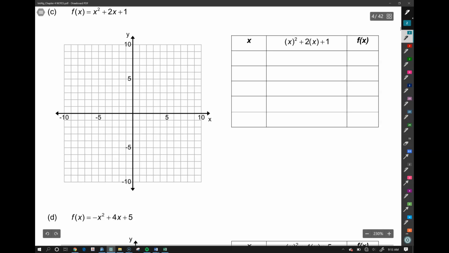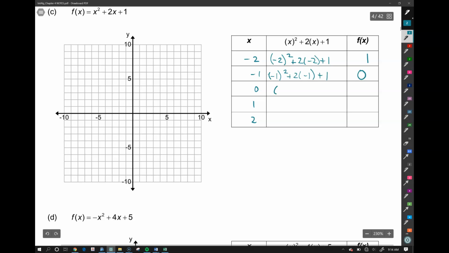All right, so let's plug in. I'm just going to keep my same numbers, and let's see what happens. This one's a little more tricky. So I have negative 2 squared plus 2 times negative 2 plus 1. So I have 4 minus 4 plus 1. That's just 1. Negative 1 squared plus 2 times negative 1 plus 1. So it's 1 minus 2 plus 1. So it's 0.